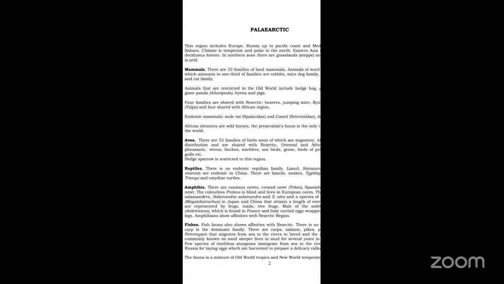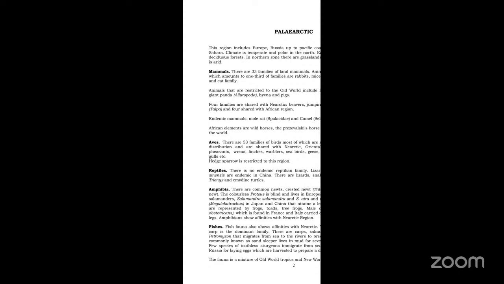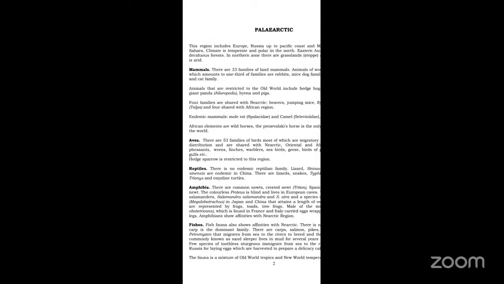So these are some of the amphibians that are found in the Palearctic region. Then you have the reptiles. In the reptiles again, you don't find any endemic reptilian family. It includes the lizard, then the Chinese alligator, Alligator sinensis. Apart from these, there are also lizards, snakes, typhlops, the sand boa, trionyx, and also the turtles.